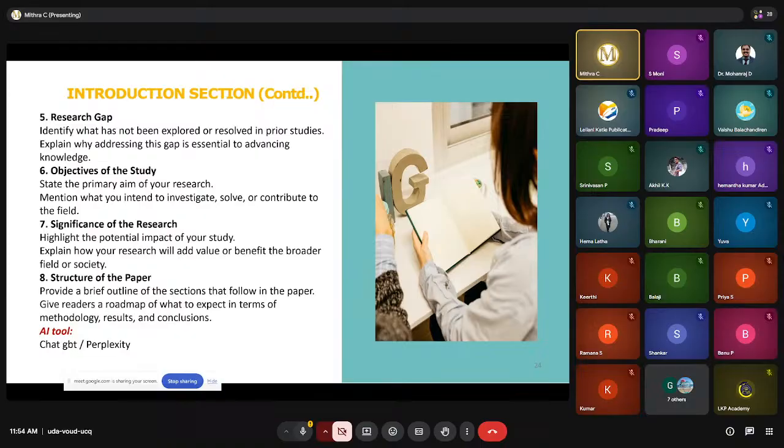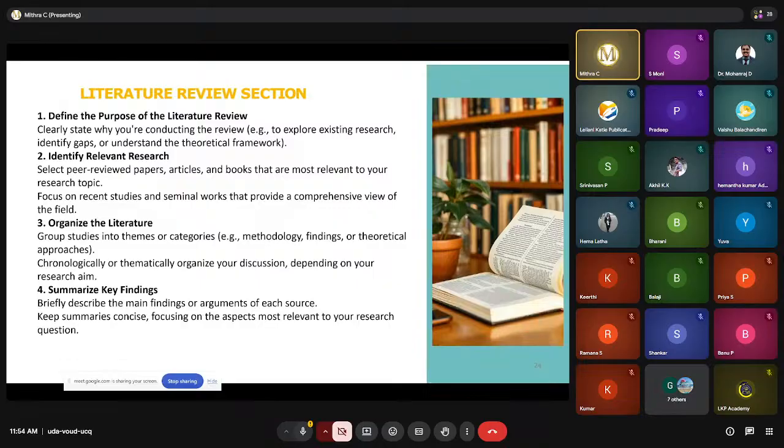So for this, we have two tools, ChatGPT or Perplexity. Based on the above prompts, you can curate your work. Okay. So these are all the structures that you need to follow.